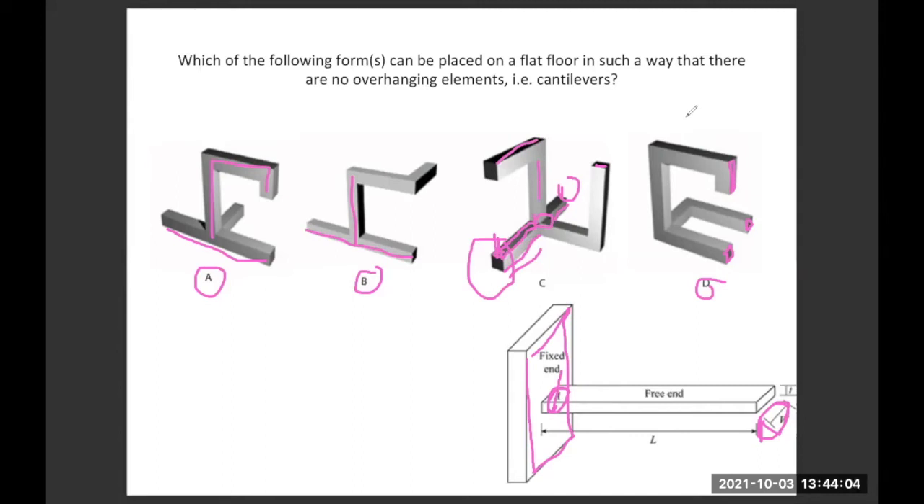समझ में आया? Yes, ma'am. Okay. Anybody has any doubt here?